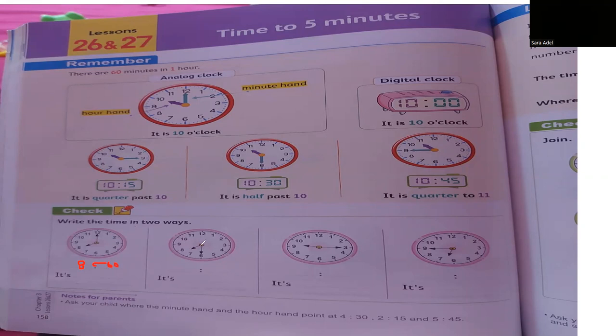The next one, I will look at the minute hand. The minute hand here stands on 6. 6 by minutes equals 30. Excellent. And the small hand of hour stands on 7. Then it will be 7:30. By letters, as I said previously, when it stands at 6, it will be half past. Then it's half past 7.